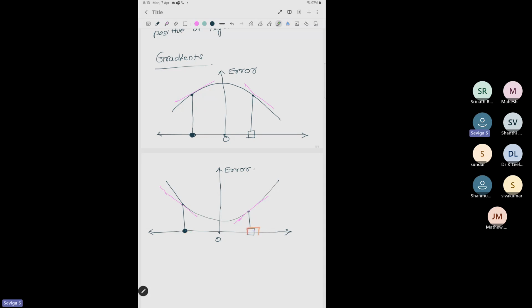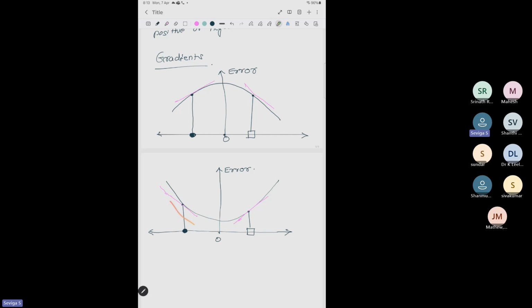If you look at the squared weight here, the slope is positive towards the right direction. If I move towards the right, if I increase my weight, my error is going to increase. So what do I need to do? I looked at the gradient. The gradient has a positive slope. If it has a positive slope, then I need to reduce the value. Here, the gradient has a negative slope, so I need to increase the value.